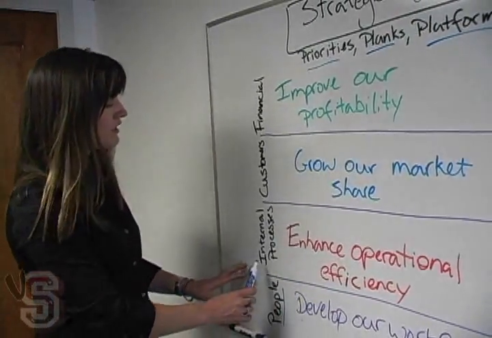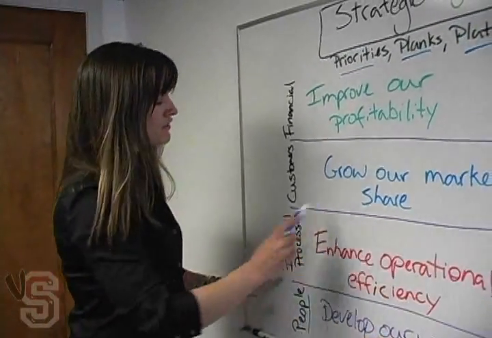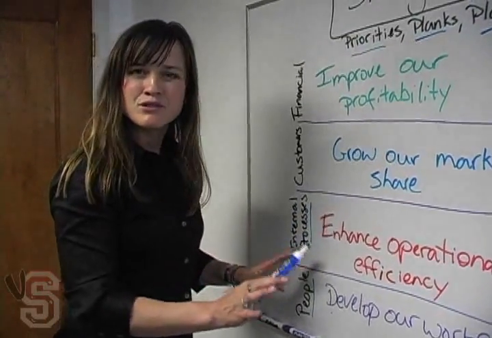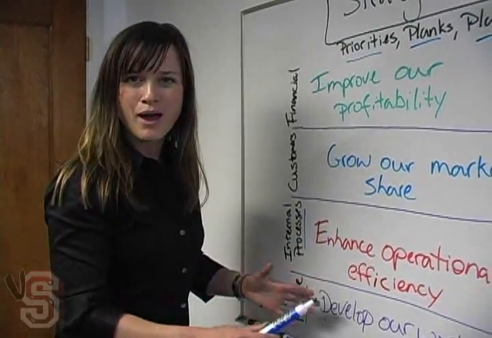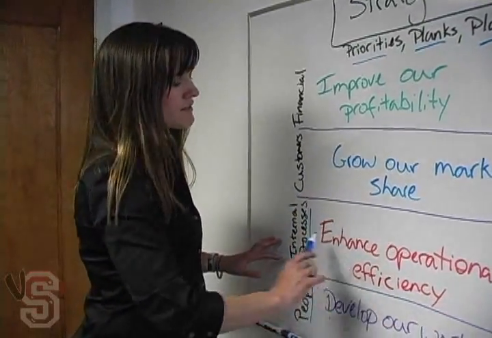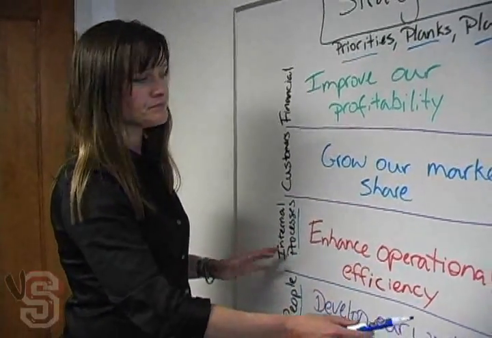The next perspective is looking at your internal processes. It's also called operational. Now, let's not confuse that with the operations department if you have one. We're talking about processes. A pretty great strategic objective is enhancing operational efficiency.